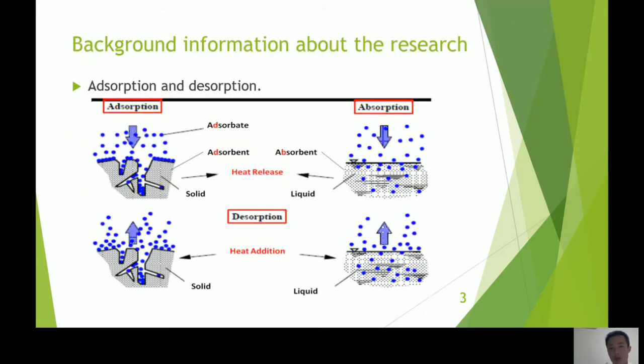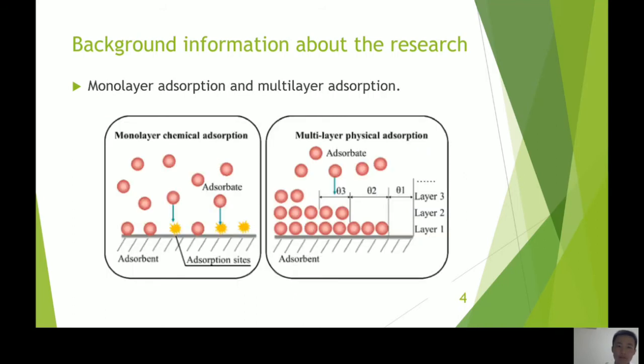So about the background information, there are two concepts that should be kept in mind, which are adsorption and desorption. Basically, you can see on the left side of the diagram that adsorption refers to the blue dots attached to the solid, whereas desorption is the opposite of adsorption, in which the solid particle releases those blue dots.